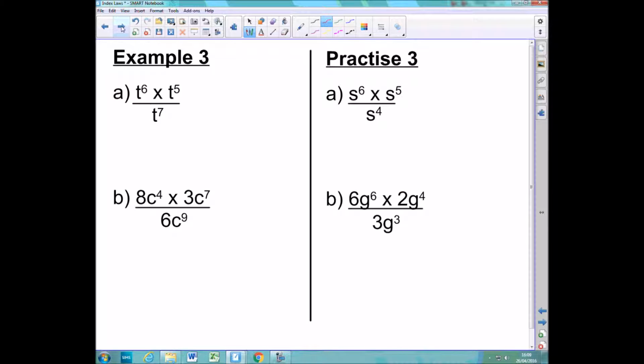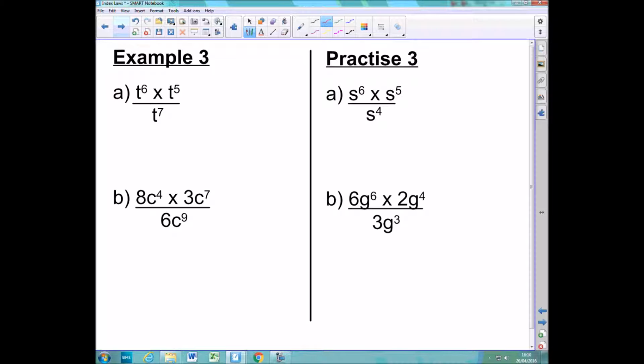Okay, so the next example I am going to go through is going to be a combination of index laws acting on each other. So in this first case, I've got t to the power of 6 times t to the power of 5 all over t to the power of 7. So hopefully you've noticed that I've got a times and a divide going on. Now the way to deal with these is to deal with the numerator and denominator separately before doing the divide.